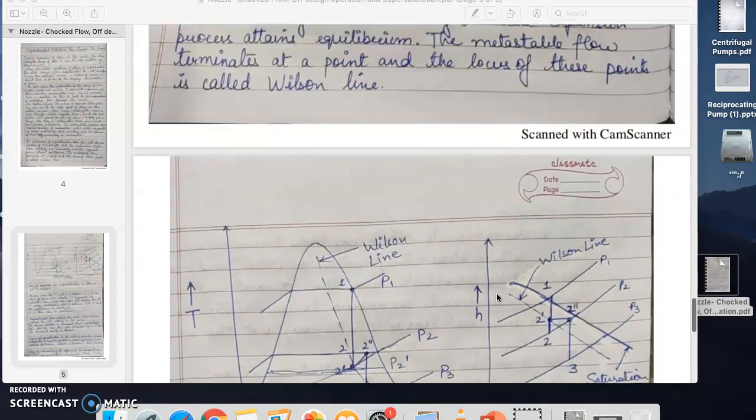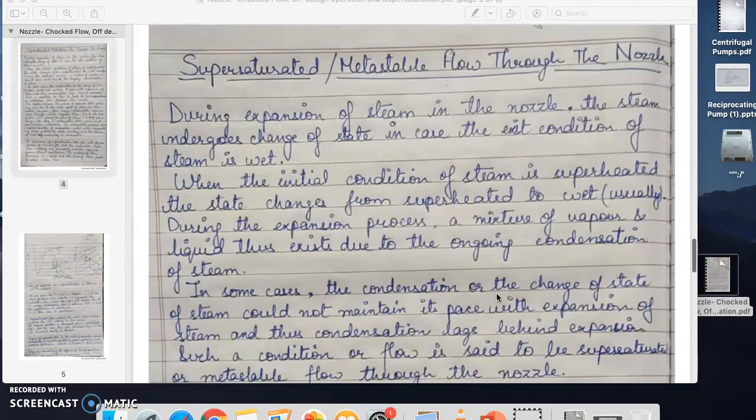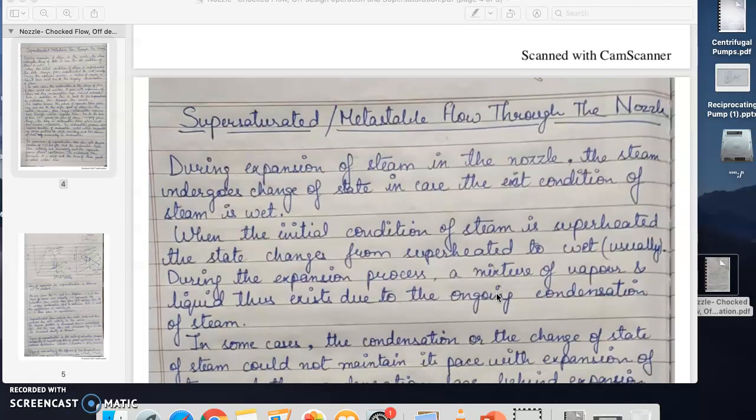So this is all about supersaturation or metastable flow of steam through the nozzle. Thank you so much. We'll discuss another numerical of the nozzles in the next video.